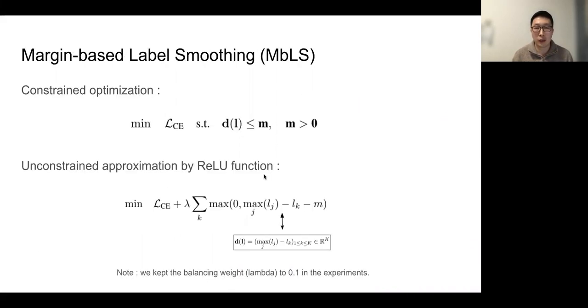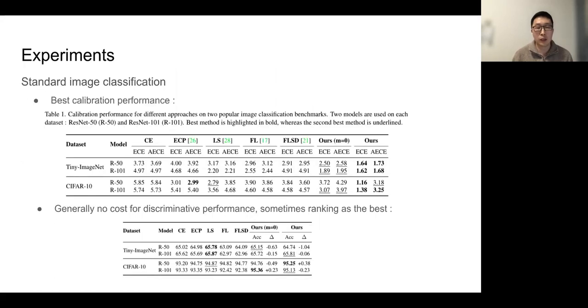Okay, here's our method. So let's look at our experiments. First, we do the experiments on the standard image classification. Here on the right is our solution. It shows that we got the best calibration performance compared to the baseline and all the previous methods.